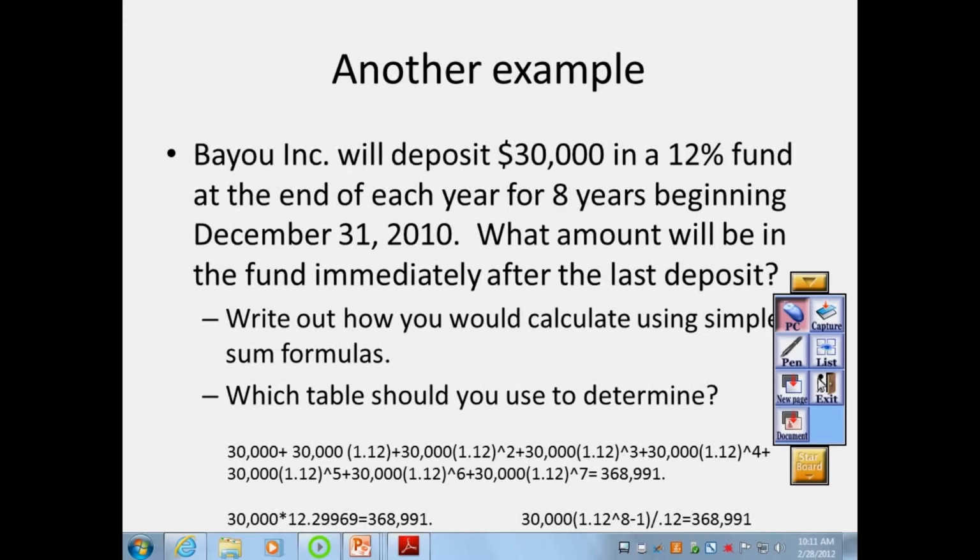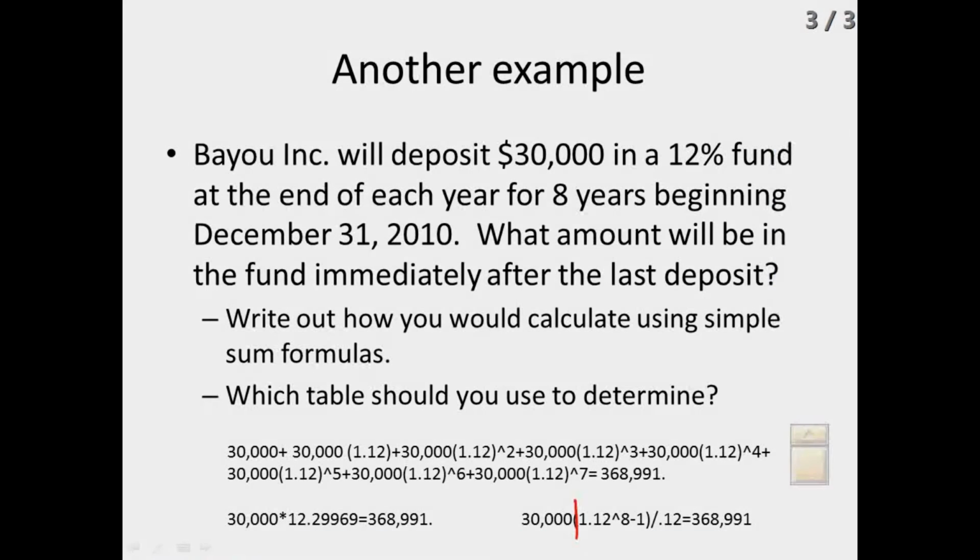Another way of doing it is, here's the formula for an ordinary annuity. Okay? You take 1 plus the interest rate, raised to the 8th power, because that's the number of years. So 1.12 raised to the 8th, minus 1, and then you divide it by the interest rate. That's another way of doing it. You don't have to memorize this formula, okay? You can always look it up. I'll give you the present value tables. It's on the table, okay? So you don't have to memorize the formula.